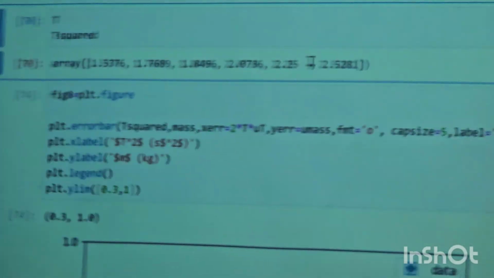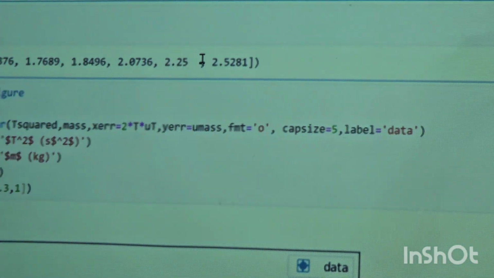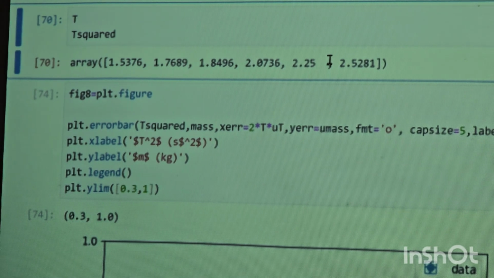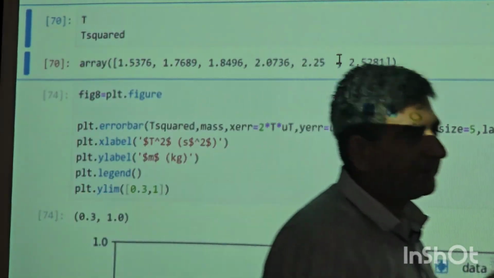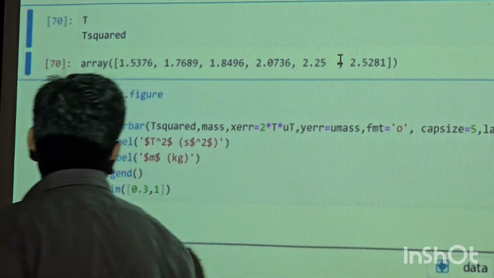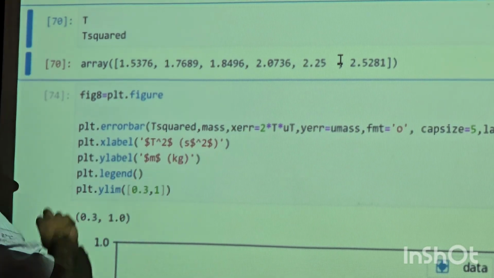and then I want to plot on the x-axis. What do I want to put on the abscissa? On the horizontal axis, t square, and mass on the vertical axis. On the ordinate, on the abscissa, I want to put t square. So t squared followed by mass.